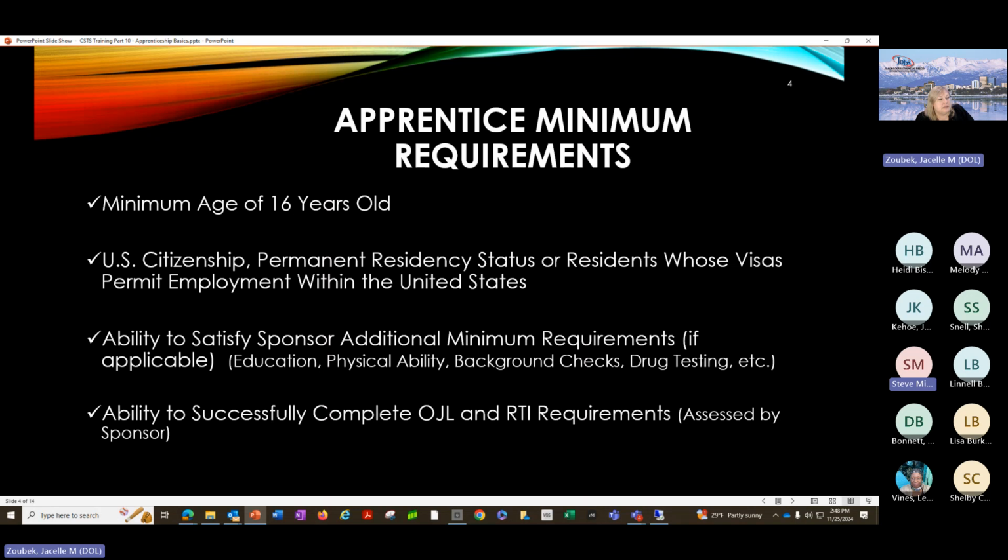They have to have the ability to successfully complete the on-the-job learning and related technical instruction requirements. The sponsor decides that. We don't. So the sponsor will go through whatever process they do to decide if it appears this person could be successful and carry out these tasks to learn the job. The sponsor may have any number of assessments they do. It could be simply during that time period where they are on probation. They're a probationary apprentice, and they're seeing, does it look like they are working out here and they're doing what they need to do?